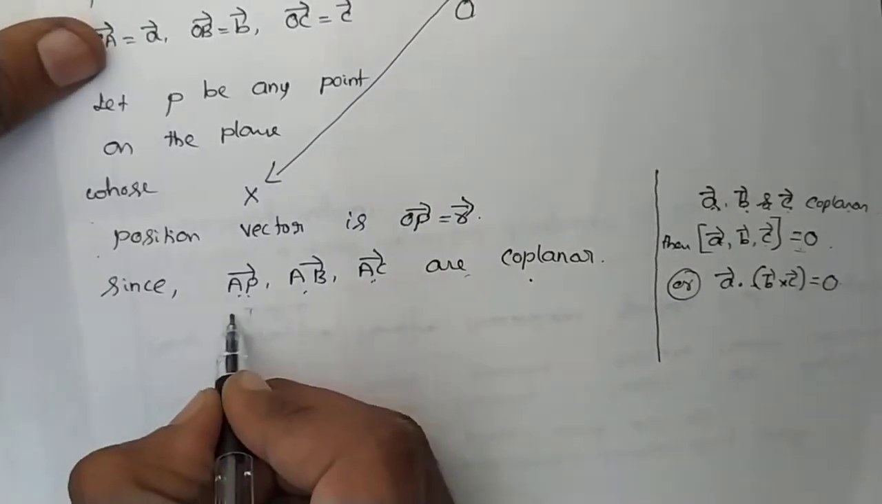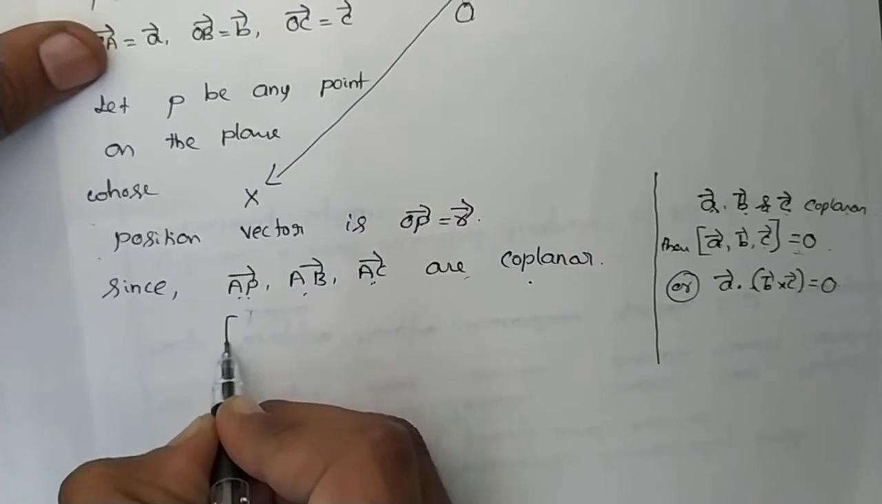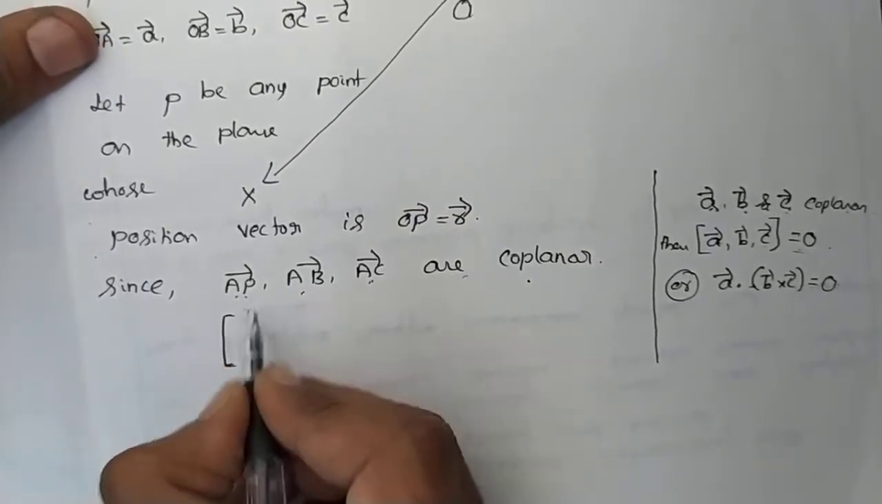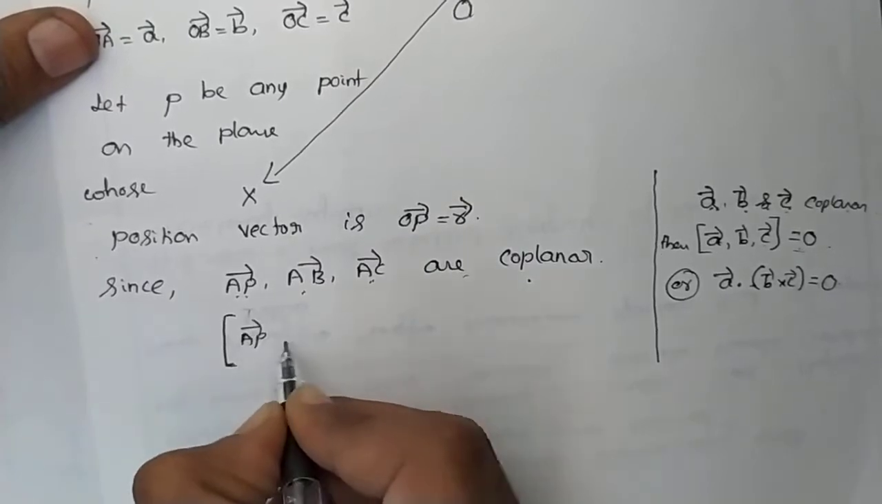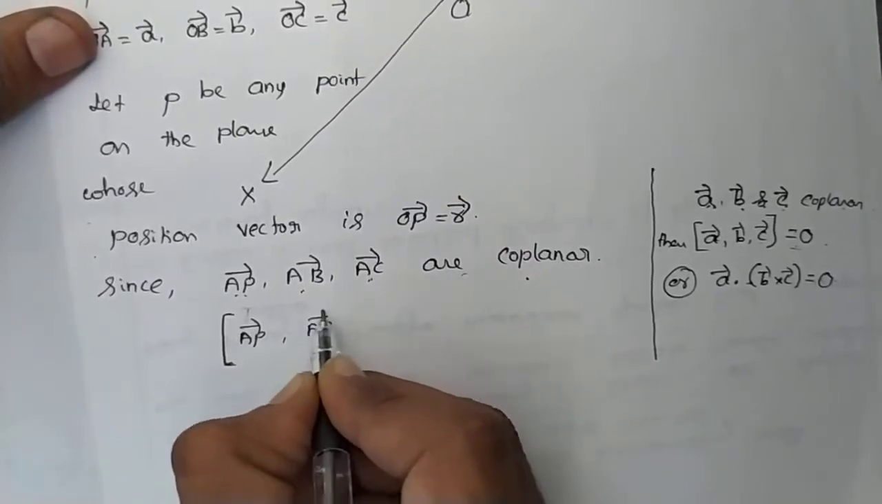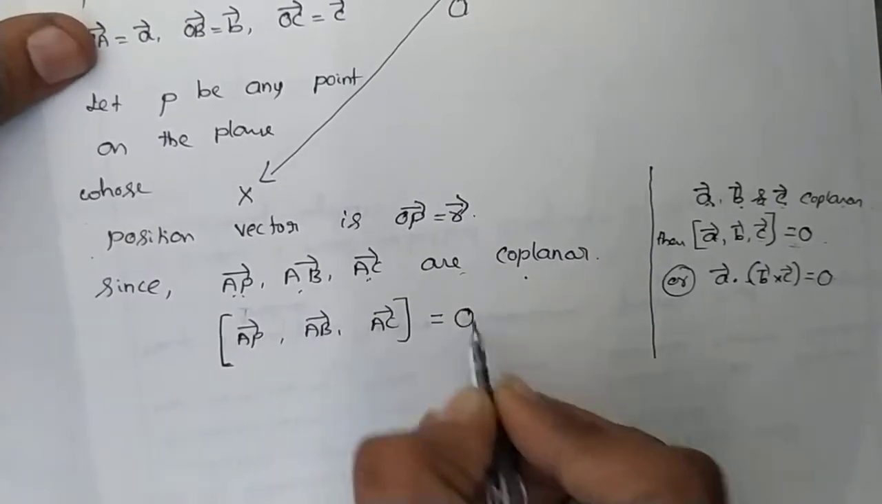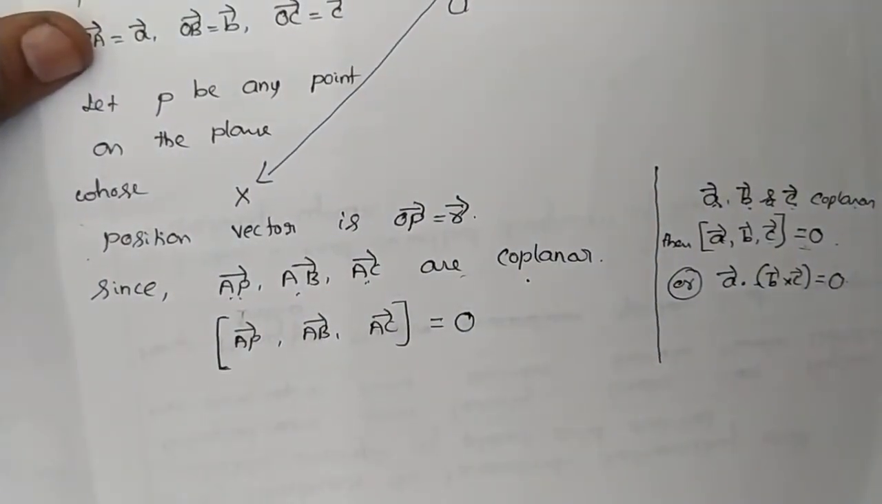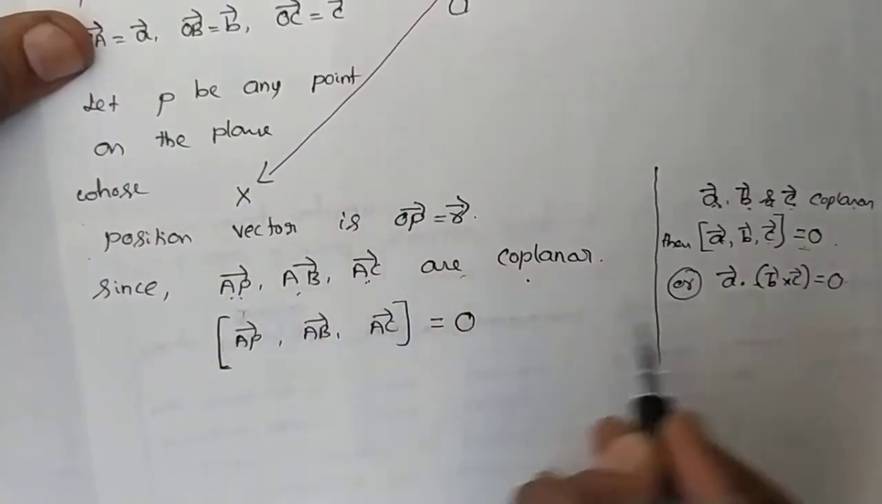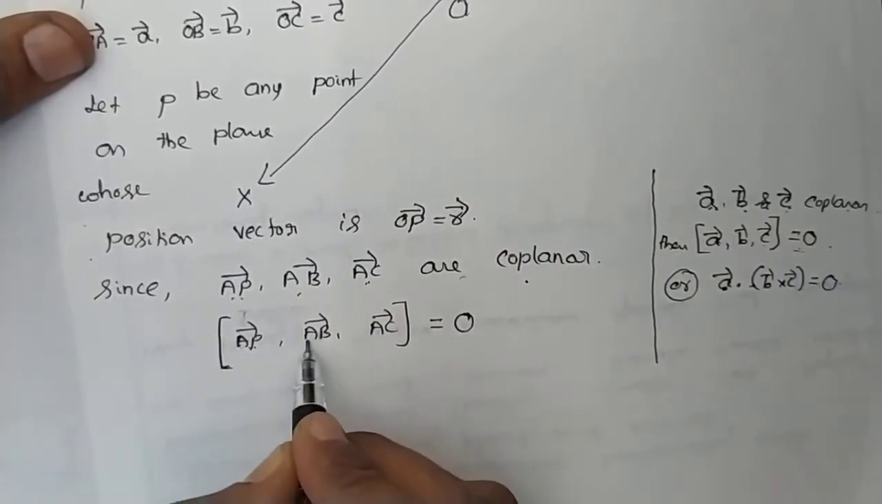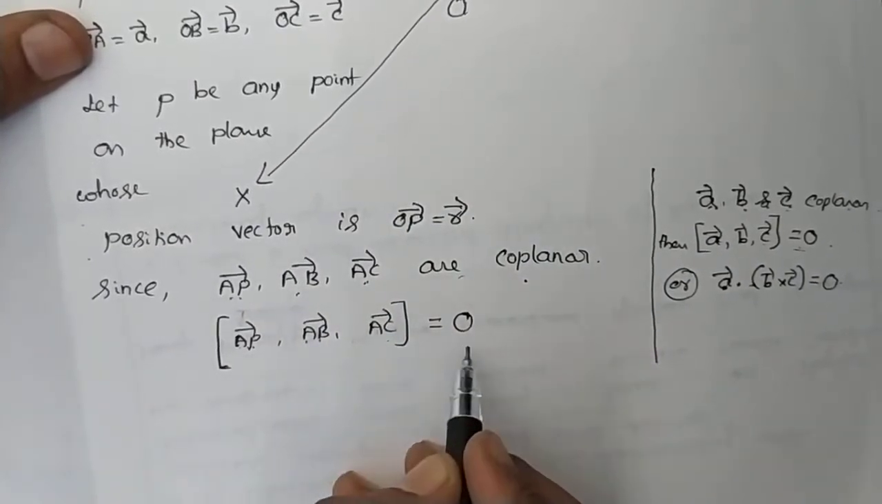Then how to write this in scalar triple product? [AP vector, AB vector, AC vector] equals 0. Or you can write AP vector dot AB cross AC equals 0.